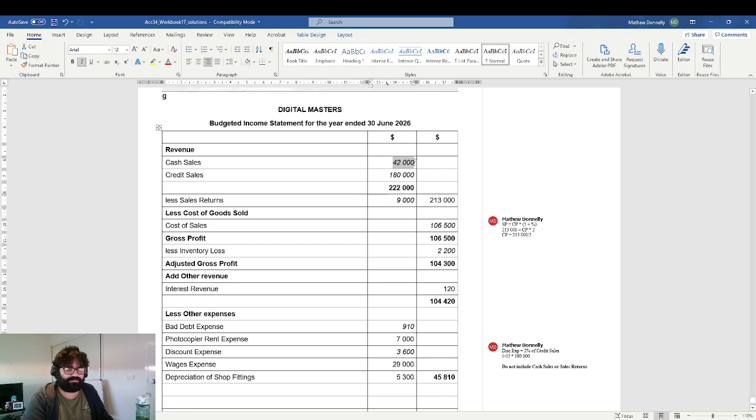So that becomes 44,100. And actually, I'm gonna keep anything I changed in italics, okay? And then we do the same for credit sales. 180,000 multiplied by 0.05. Wait, why am I doing it the hard way? 1.05, 189,000. There we go. New amount. So 44,100 plus 189,000. 233,100.